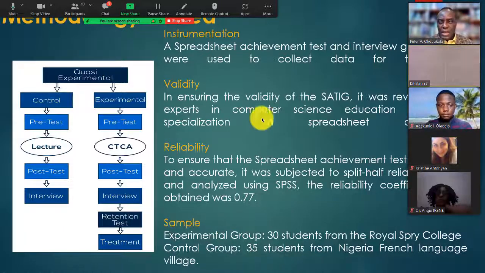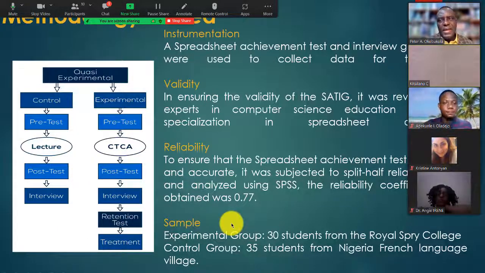We had as test instrument a spreadsheet achievement test. We established validity, good reliability, and we had an experimental group with 30 students and 35 students from another school, so 65 in total. If you can see, there's a quasi-experimental design, you had a control group and experimental group, pre-tested, the two of them, with a lecture method. That's the one the teacher will normally deploy. The control group had the lecture, and then the experimental group had CTCA as treatment. We post-tested them, we interviewed them.